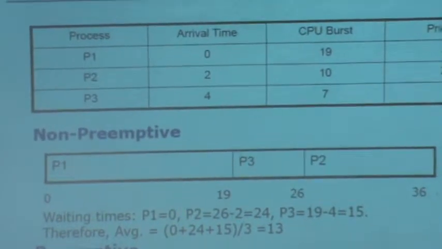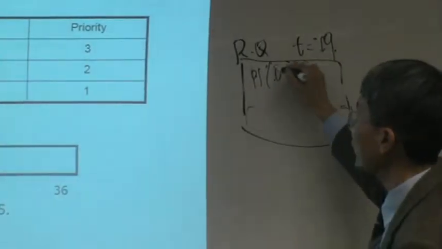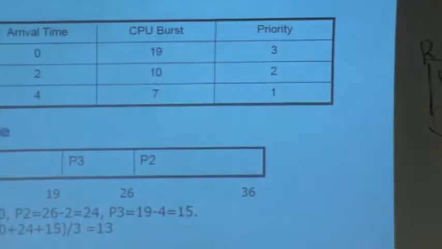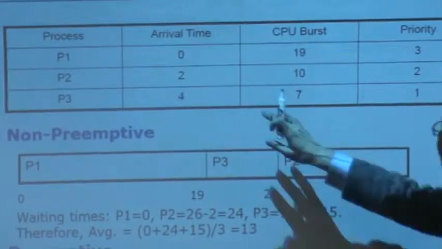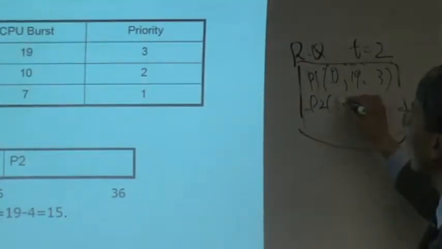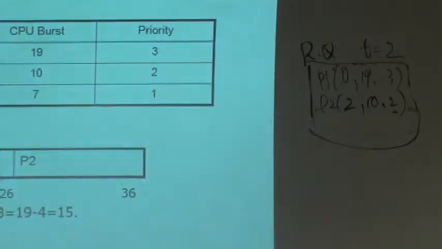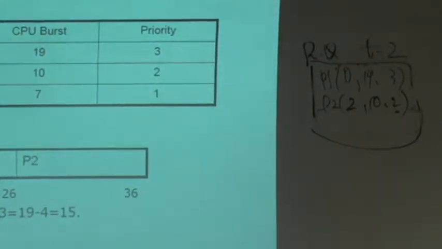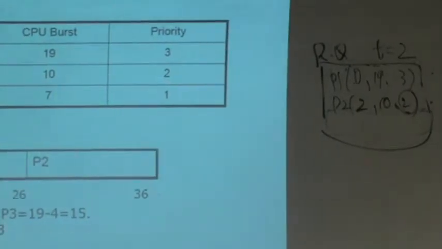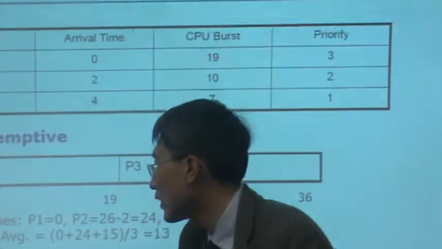In the preemptive case, P1 is selected first, arrival time 0, CPU burst time 19. At time 2, P2 enters the ready queue, arrival time 2. Your dispatcher scheduler is activated. You need to select one of them based on priority. Highest priority means lowest number, so P2 is selected.